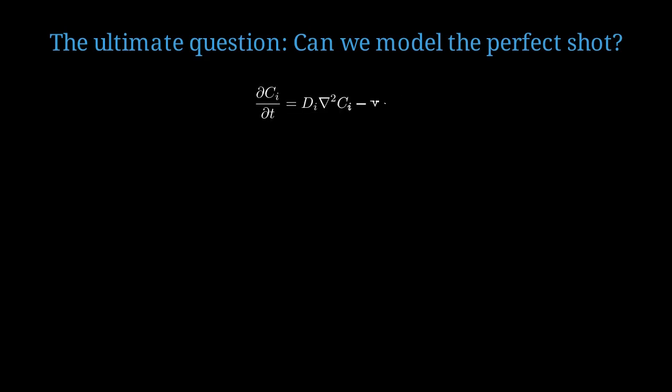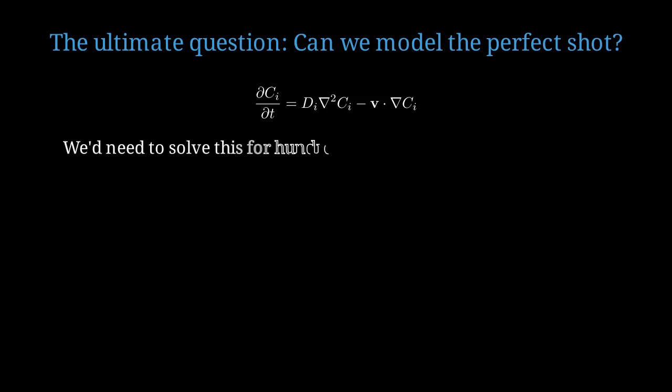Can we write down the equations that would predict the perfect espresso? In principle, yes. In practice, it's extraordinarily complex. For each compound i, we have the convection-diffusion equation: partial Ci over partial t equals Di times the Laplacian of Ci minus the velocity field dot gradient of Ci.